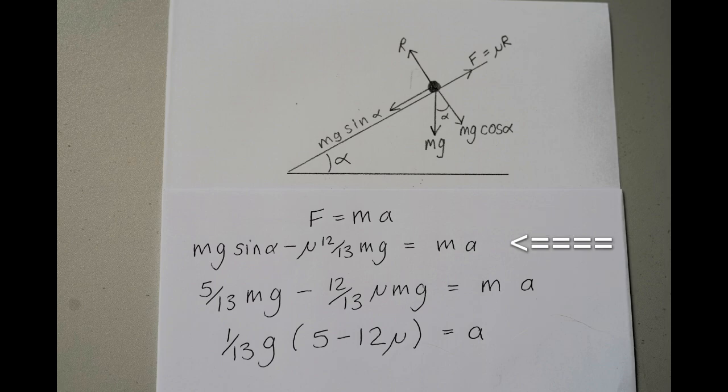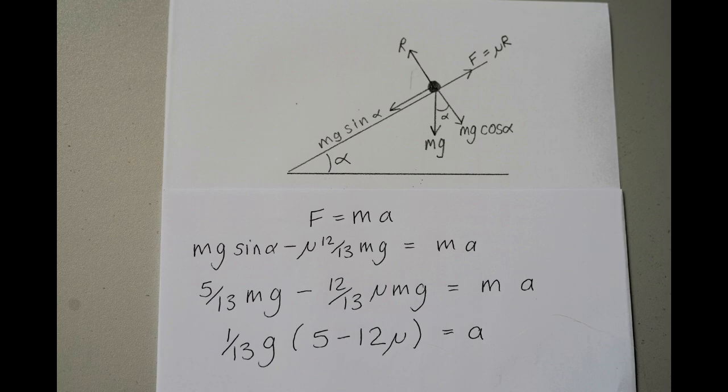Mg sin alpha, the component of the weight, is leading P down the slope, and this is held back by friction, which we know equals mu R. So we can use R from part A to write this. Sin alpha is 5 over 13, so we can now write this.